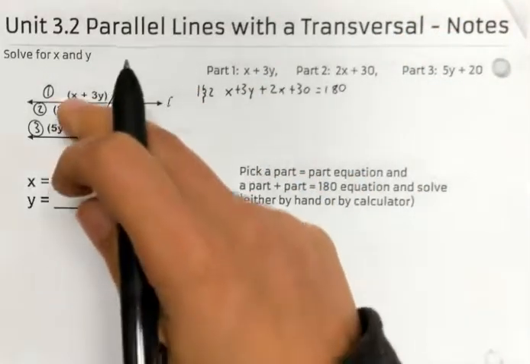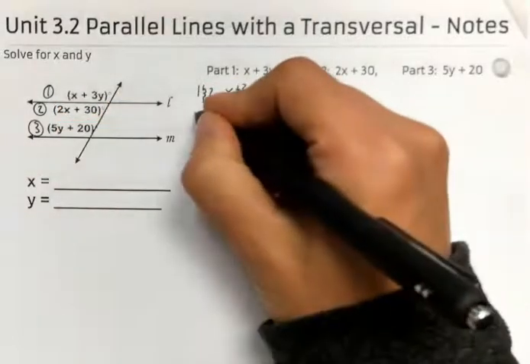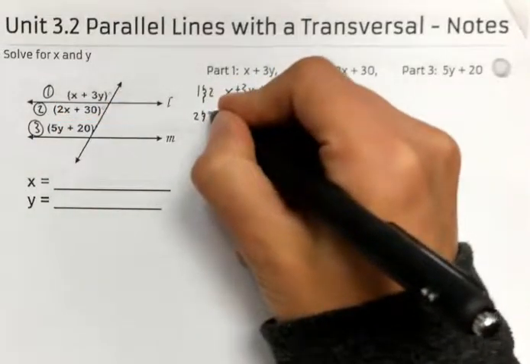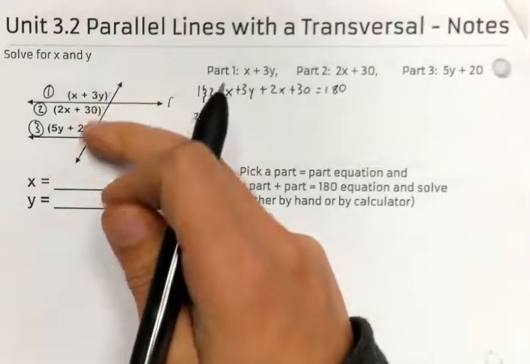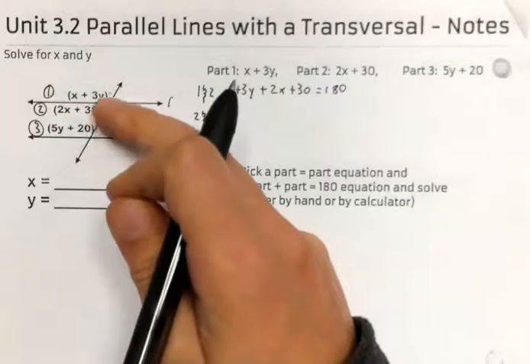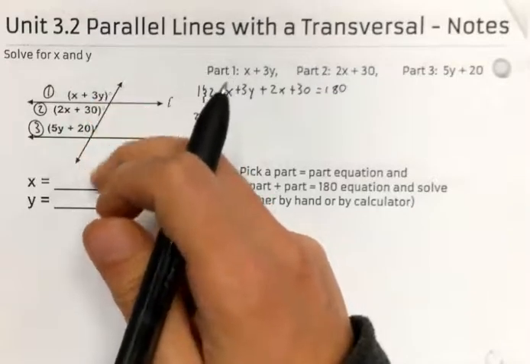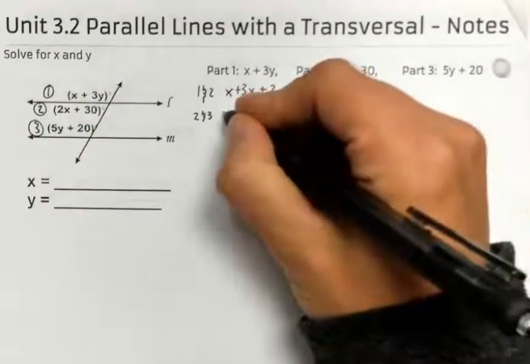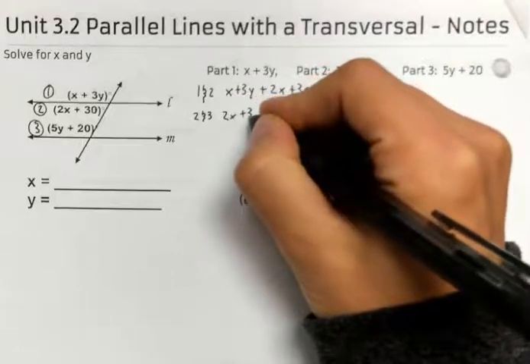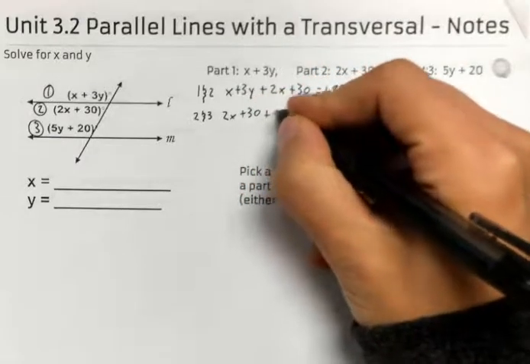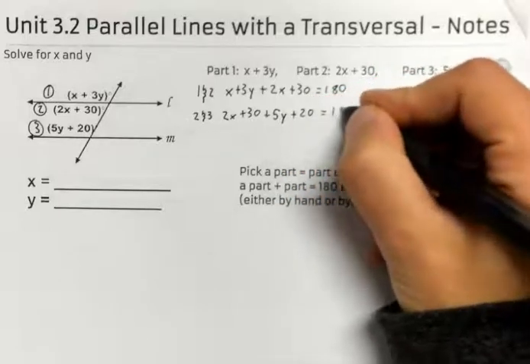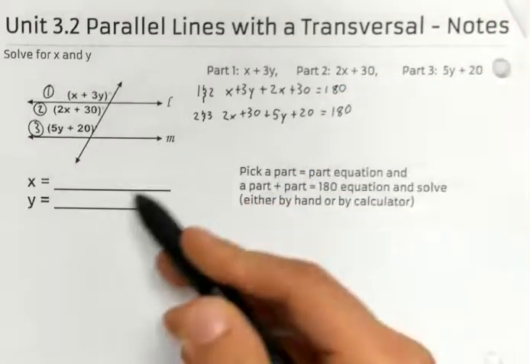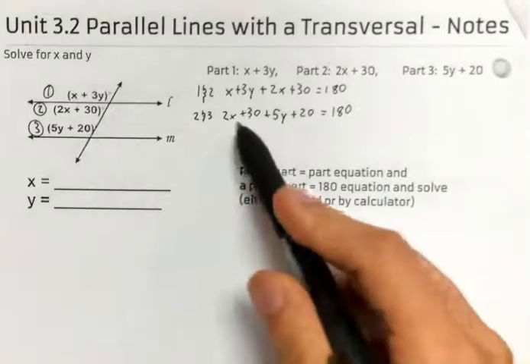Another combination we have is 2 and 3. So 2 and 3. Now what do we have here? We have consecutive interior angles. So consecutive interior angles also add up to 180. So 2x plus 30 plus 5y plus 20 is equal to 180. So that's equation 2 and equation number 3.